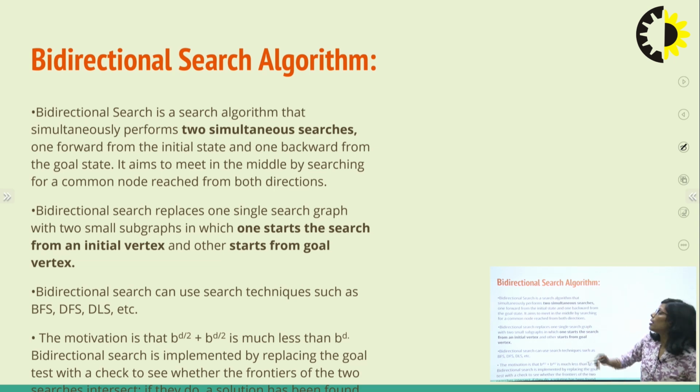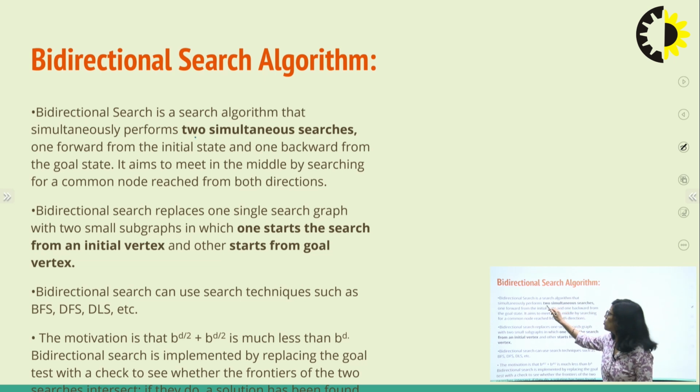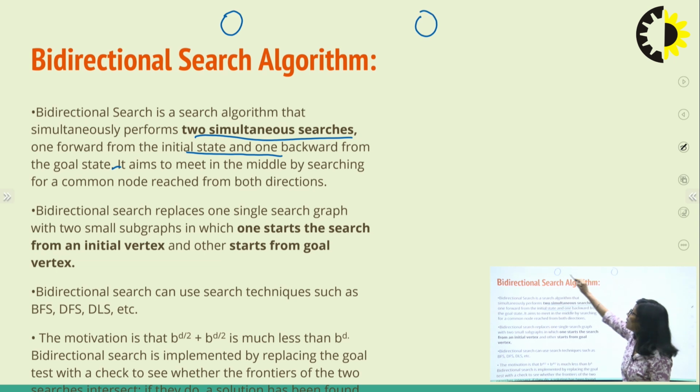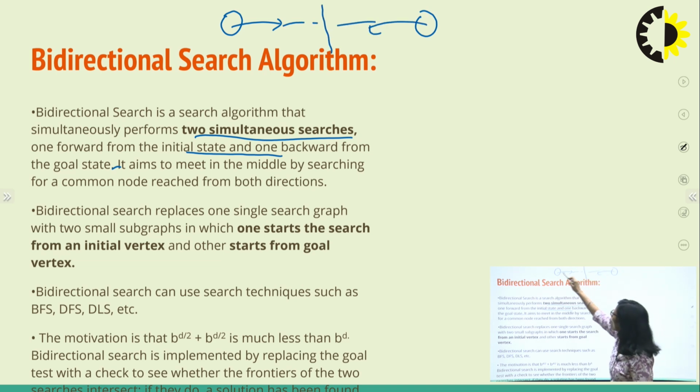Here, this search algorithm performs two simultaneous searches, one forward from the initial state and one backward from the goal state. So we have an initial state and a goal state, and we have to find the path from this to this. So we will perform two searches: one forward search from start to goal, and the other backward from goal to start. In the midway we will meet, and this whole will form the path from the start node to the goal node.